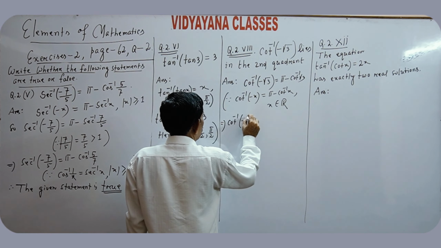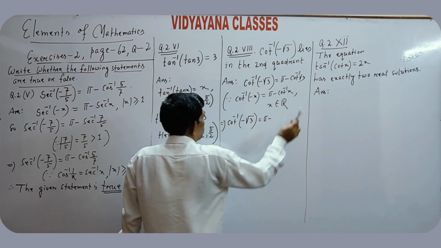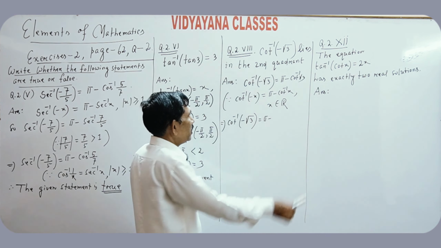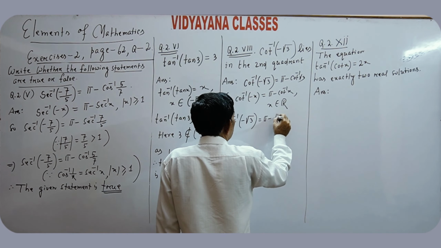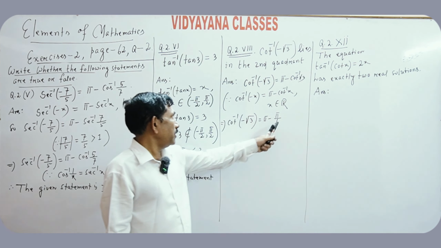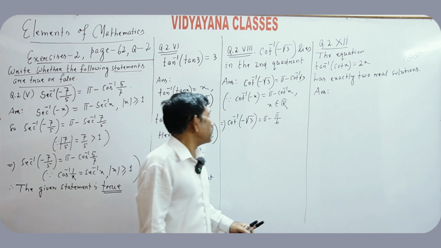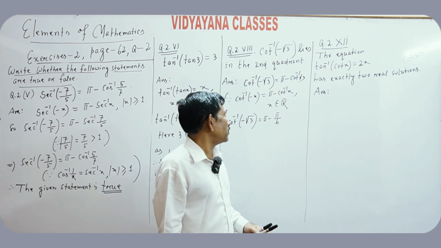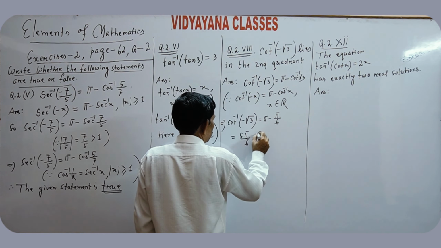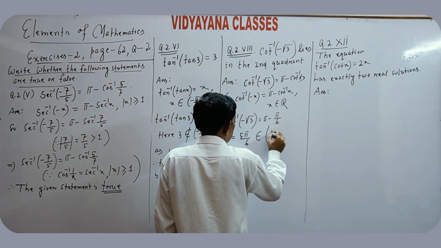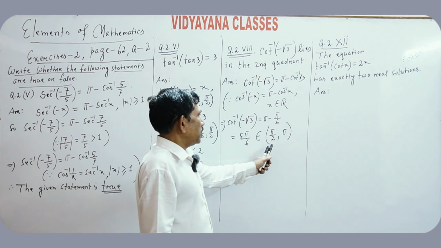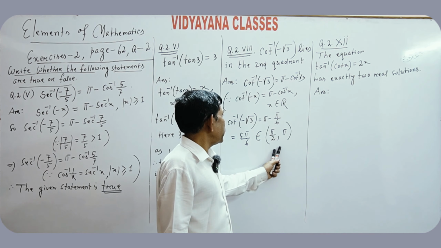Cot inverse minus root 3 is equal to pi minus cot inverse root 3. Which angle in the interval 0 to pi has cot value root 3? That is pi by 6, 30 degrees. Cot inverse root 3 is 30 degrees. So the value is 5 pi by 6, which belongs to the open interval pi by 2 to pi. It represents the second quadrant.